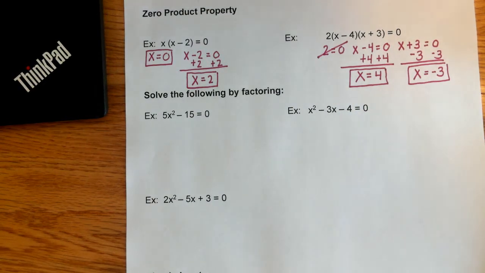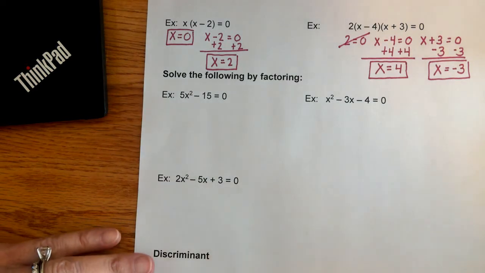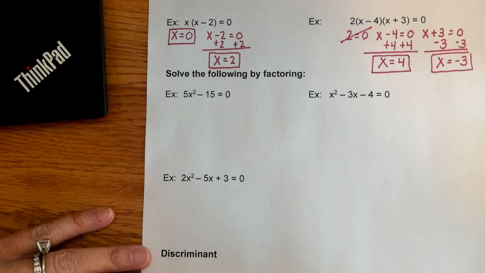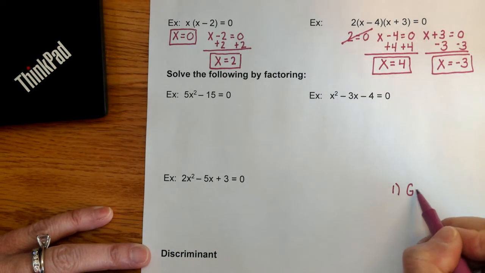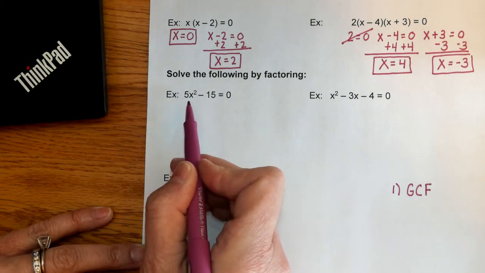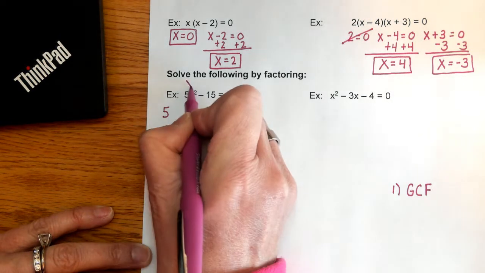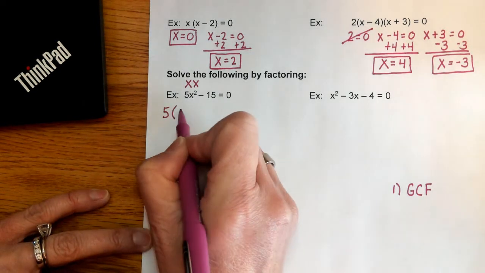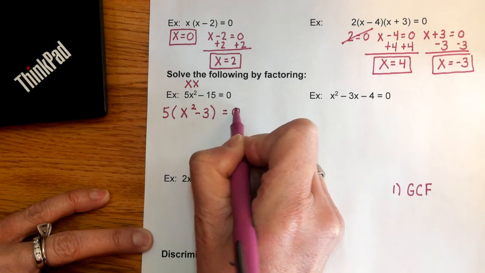So again, the zero product property means once you have everything factored, set each factor equal to 0 and solve. Now we have been factoring for quite a while now, so this piece should be easier for you if you've been doing your stuff. Remember, step 1 in factoring is look for a GCF. So my greatest common factor in this one is 5, because 5 goes into 5 and 15. There are only 2 x's here, so I can't factor out any x's, so I will be left with x squared minus 3 equals 0.